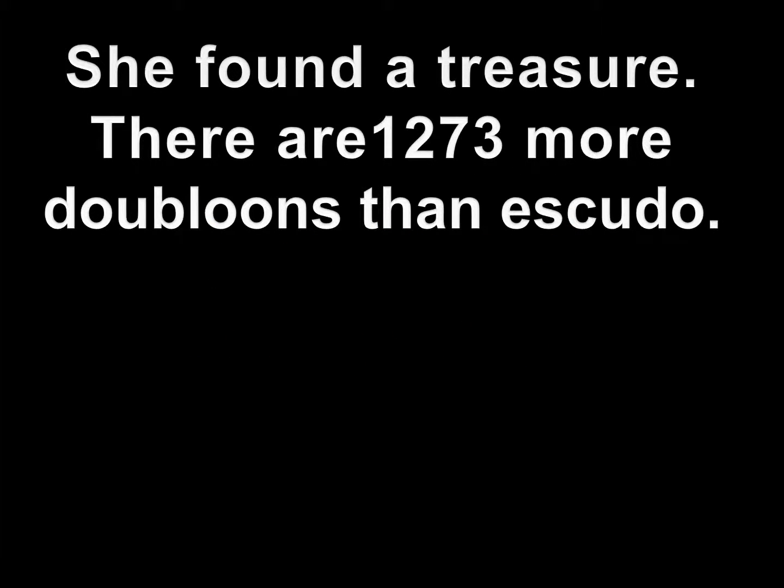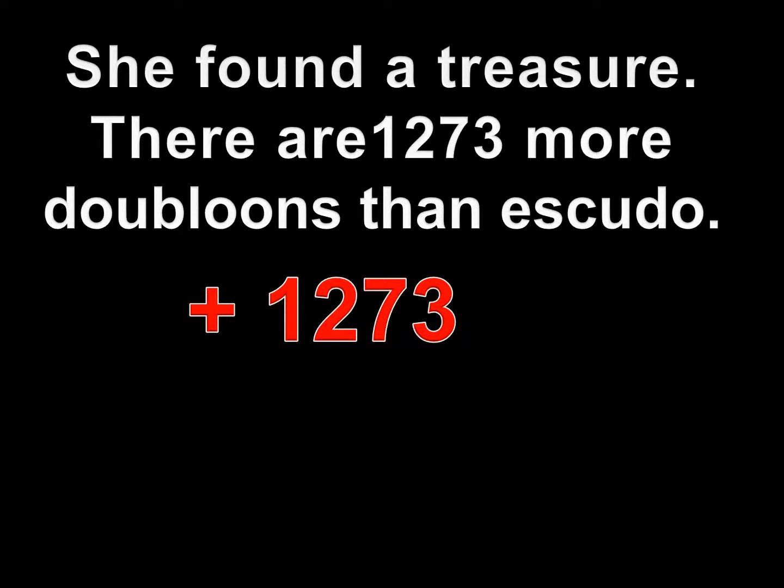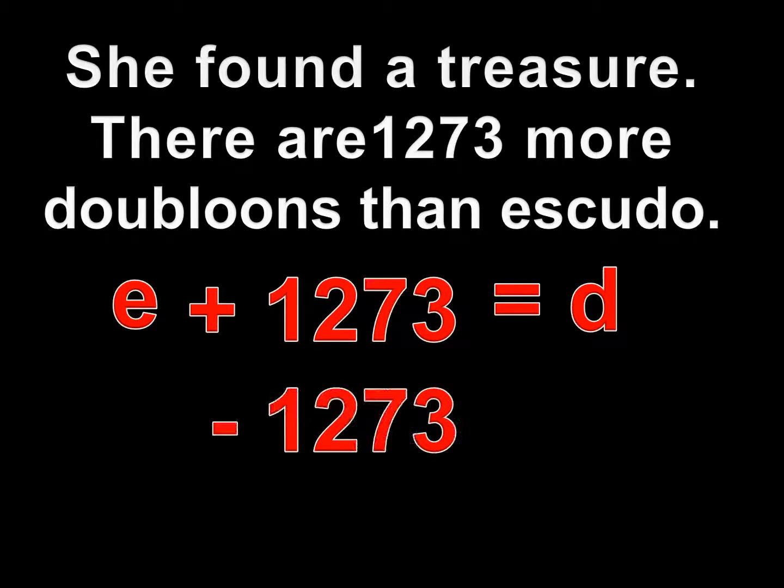Your teacher is using her imagination if she gives you a problem such as: she found a treasure. There are 1,273 more doubloons than escudo. The number of escudo and doubloons are not equal, so you can add 1,273 to E, and that would equal D, or you could take 1,273 from D and get E.